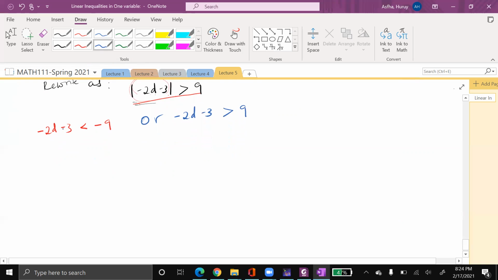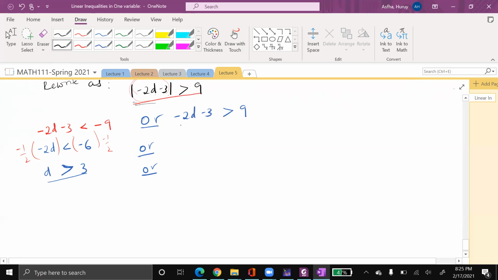So here we have to add 3 on both sides. So we have negative 2d less than negative 6 and multiply both sides by negative 1 over 2, and we have d greater than, and why is this? Because we multiplied both sides by a negative number, so I reverse this one, and this is positive 3. So one solution is this one, and then I have or.